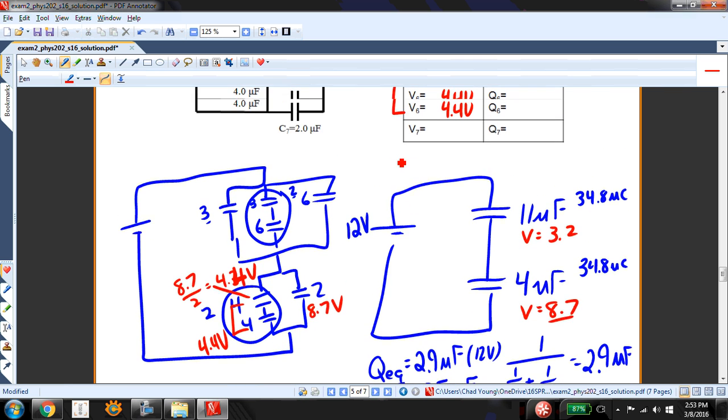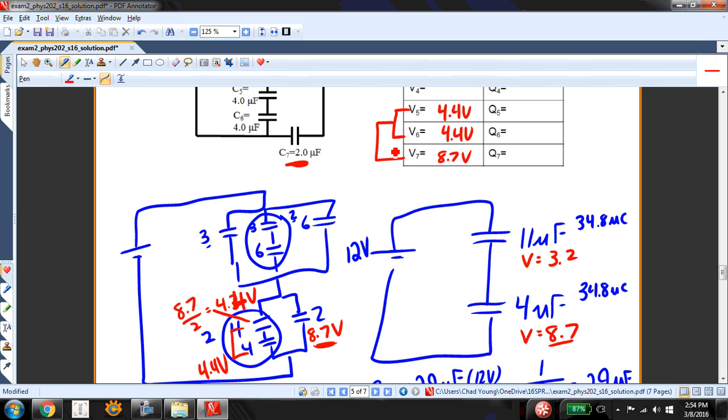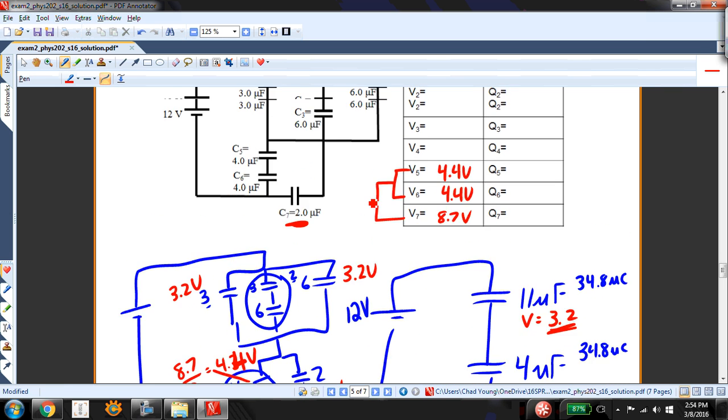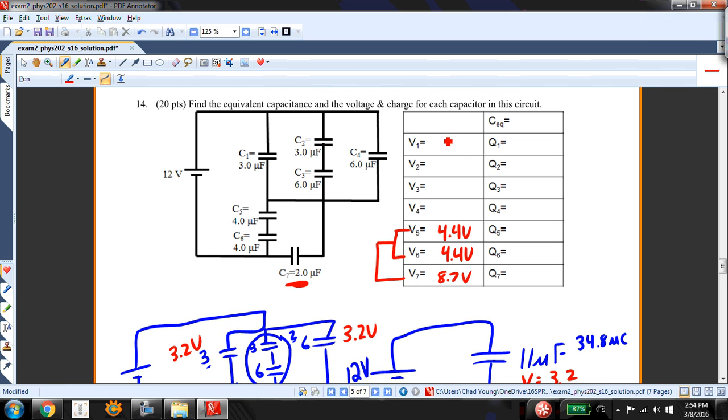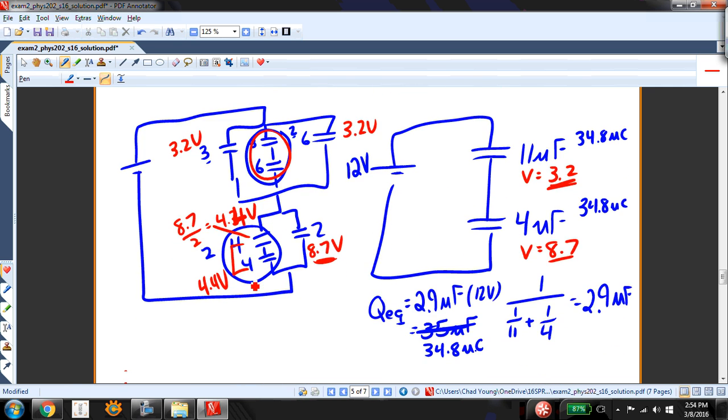And then this C7 right here is the same as here. It's going to have 8.7 volts. And I was looking that this was twice this value. Okay, now on the top branch, I have 3.2 volts. So I'm going to have 3.2 volts here and 3.2 volts here. So that is 3.2 volts, 3.2 volts. And then here, I have a 3 and a 6.